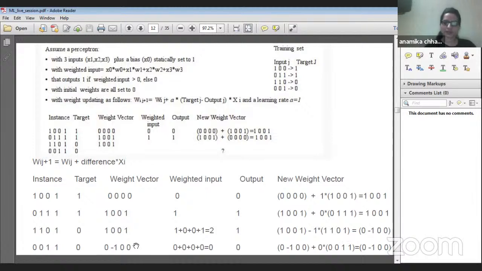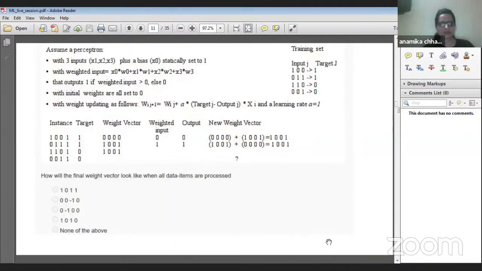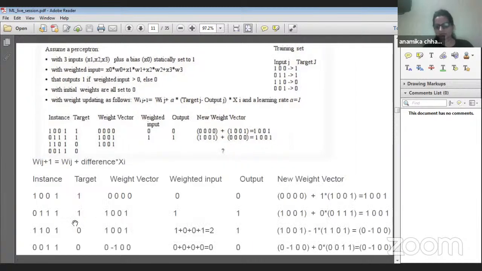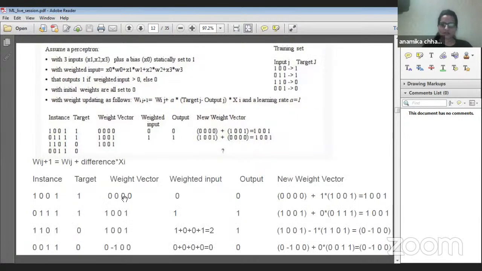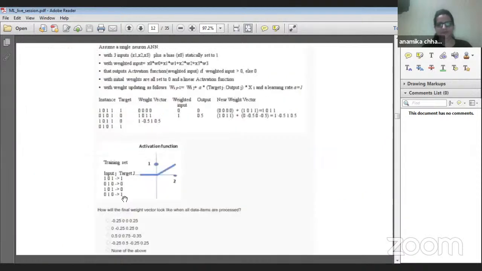Okay. Now in the next iteration, we use this new weight, right? Again, we get the weighted input. Now this is 0. When it was 0, you see over here, you output 0. So that's the output 0. So this target is matching with the output. So we don't make any change, and the old weight is equal to the new weight. So that's what we had to find out over here. Look at the question: how will the final weight vector look when all data items are processed? Our answer is 0, -1, 0, 0, option C. Correct? So that was, I think, interesting as well as simple if you follow all the steps.